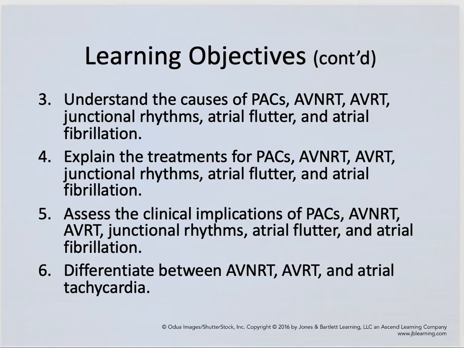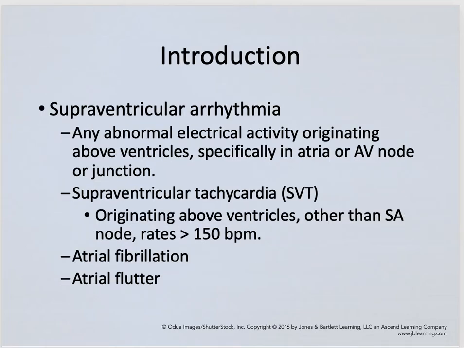So being able to identify them, see them on the paper, on the rhythm strip, understand a little bit about what triggers them, and be able to tell the difference between them. When you talk about supraventricular arrhythmia, it's any abnormal electrical activity originating above the ventricle. So this is going to be in the atria or the AV node or in the junction. A run of SVT, supraventricular tachycardia, is originating above the ventricle, however, not coming from the usual SA node, and the rates are quick, so greater than 150 beats per minute.